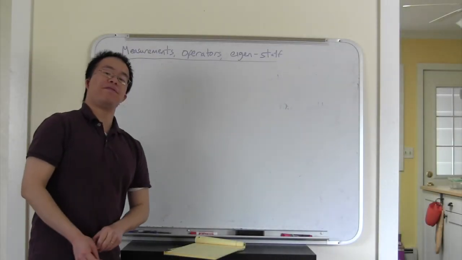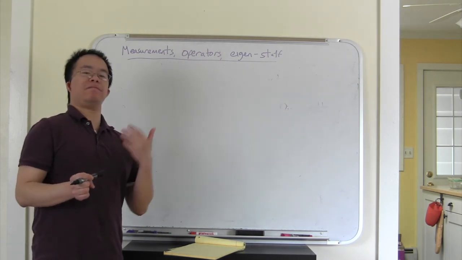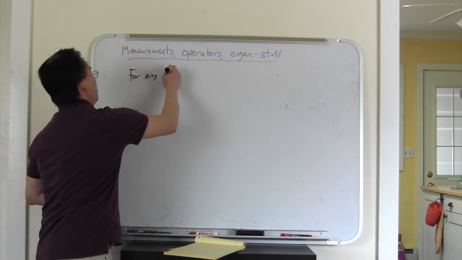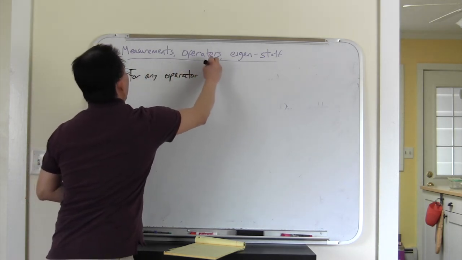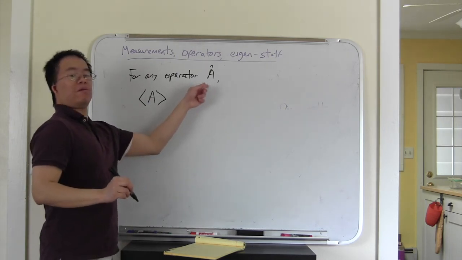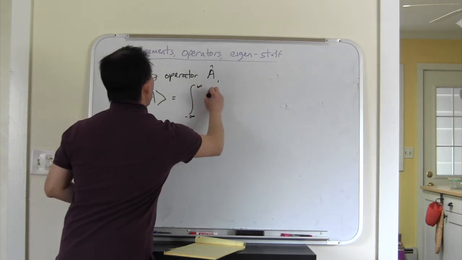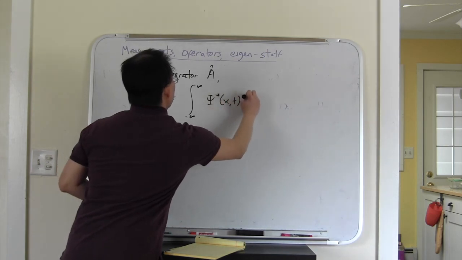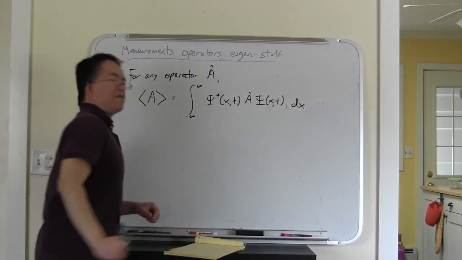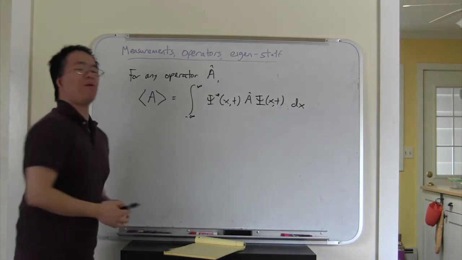So the last thing I'll mention for today is the following. Remember how we learned how to find expectation values of momentum and position? Well, the same thing applies for any operator. For any operator A, it turns out that the expectation value associated with measuring the observable is always writable in the following form. The idea is that we sandwich the operator between my wave function and its conjugate, and integrate the whole thing over all of space.